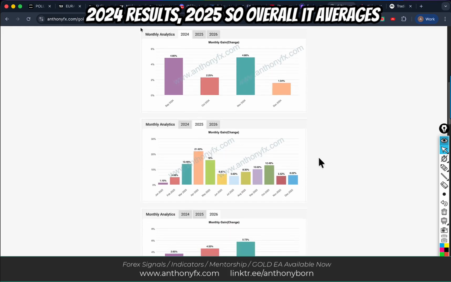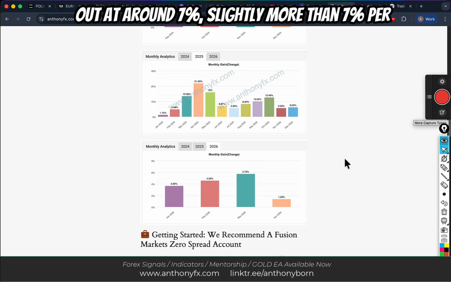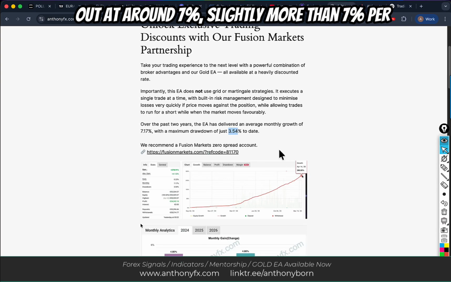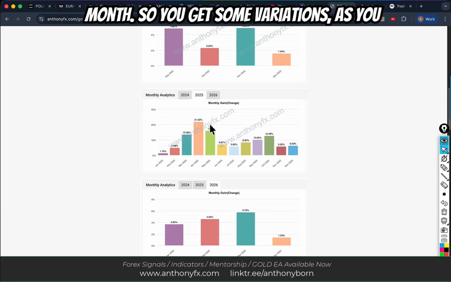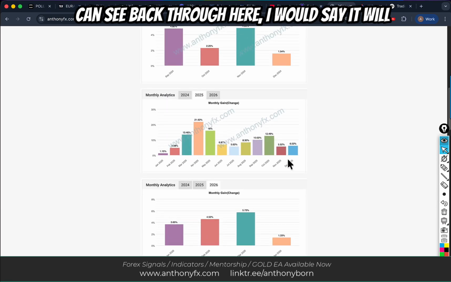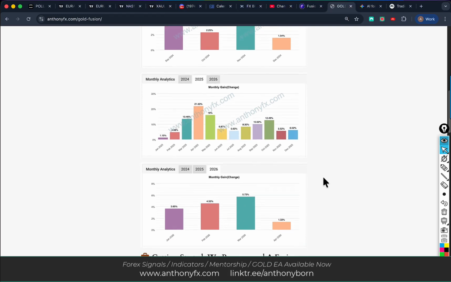2024 results, 2025. So overall, it averages out at around 7%, slightly more than 7% per month. So you get some variations, as you can see back through here. So I would say it would do much the same in 2026.